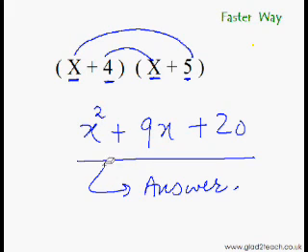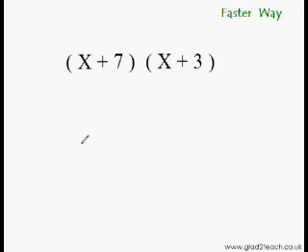Let's take another one. Okay, you try to solve it. So now mentally solve this question. Be honest. Please don't use your notepad and your pen. Do it mentally. Start. The answer would be x square, 3x, 7x is 10x and 21. X square plus 10x plus 21. That's it.